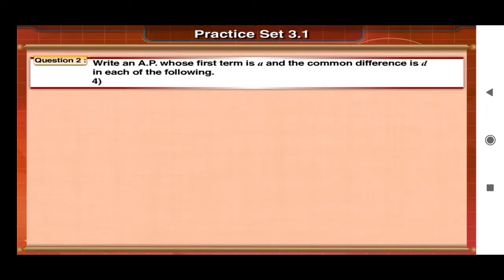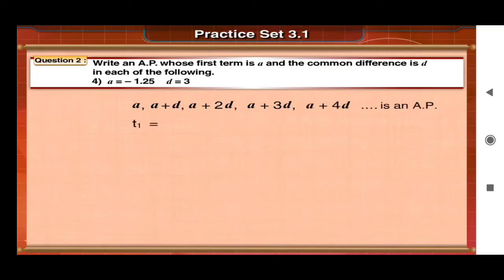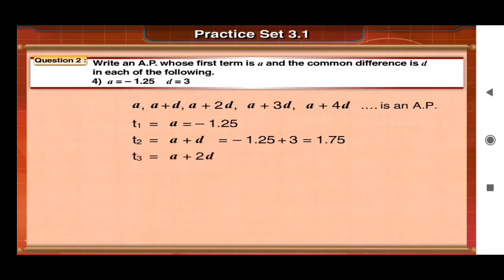4. A is equal to minus 1.25. D is equal to 3. T1 is equal to A, and it is given as minus 1.25. T2 is equal to A plus D, which is equal to minus 1.25 plus 3, that is equal to 1.75. T3 is equal to A plus 2D, which is equal to minus 1.25 plus 2 into 3, that is equal to 4.75.